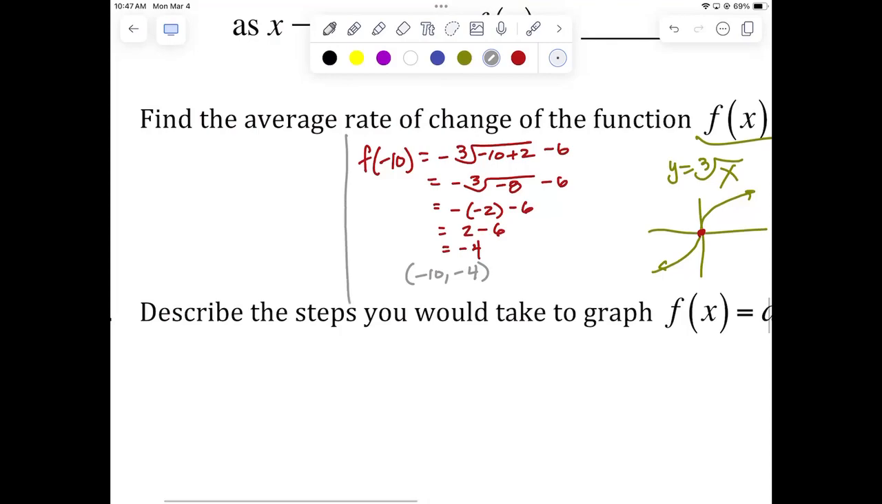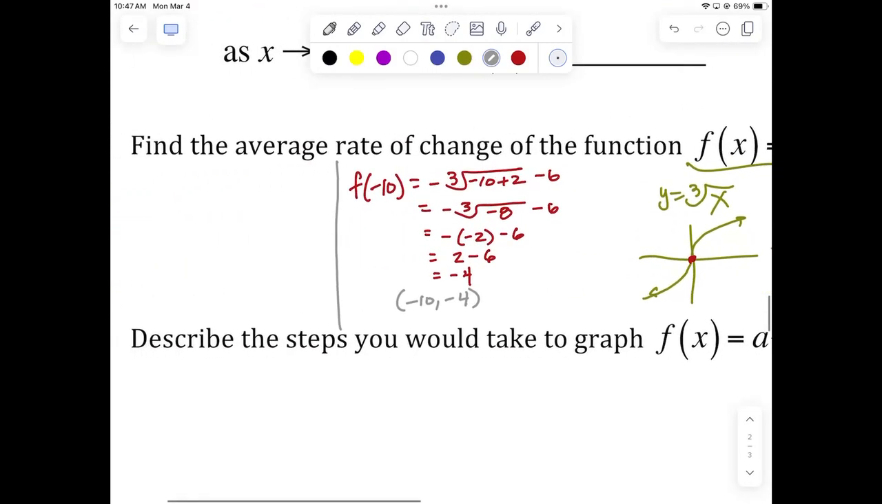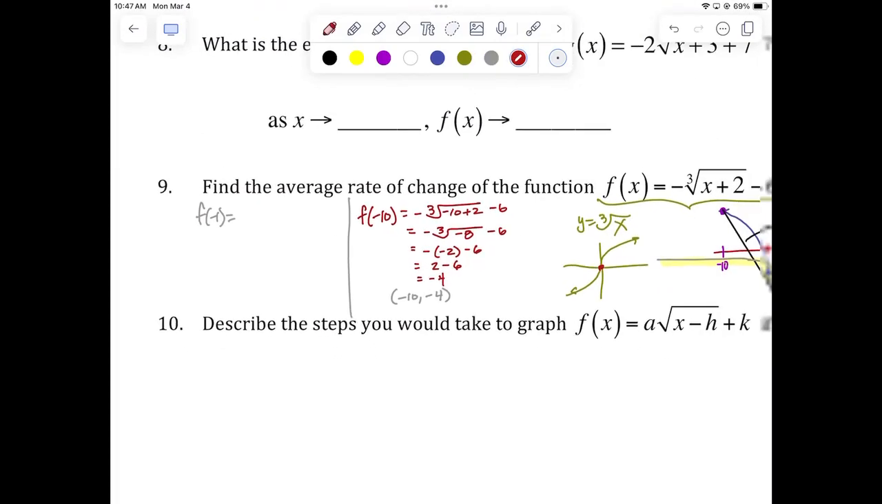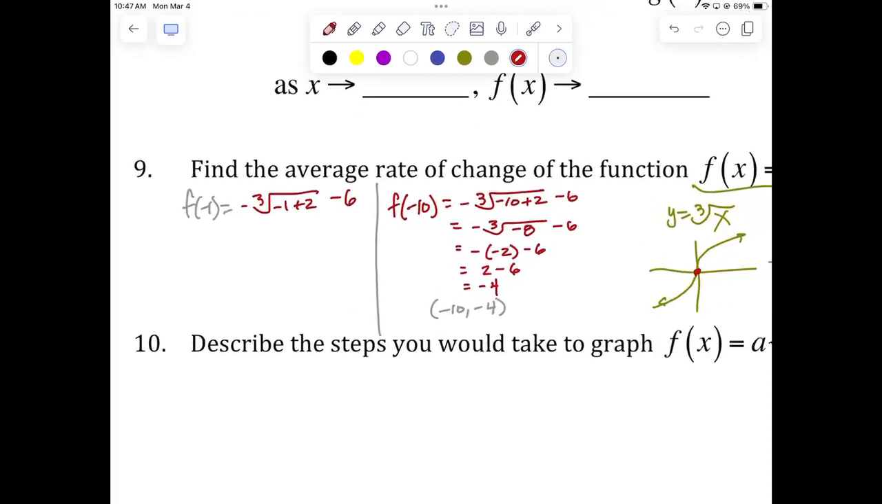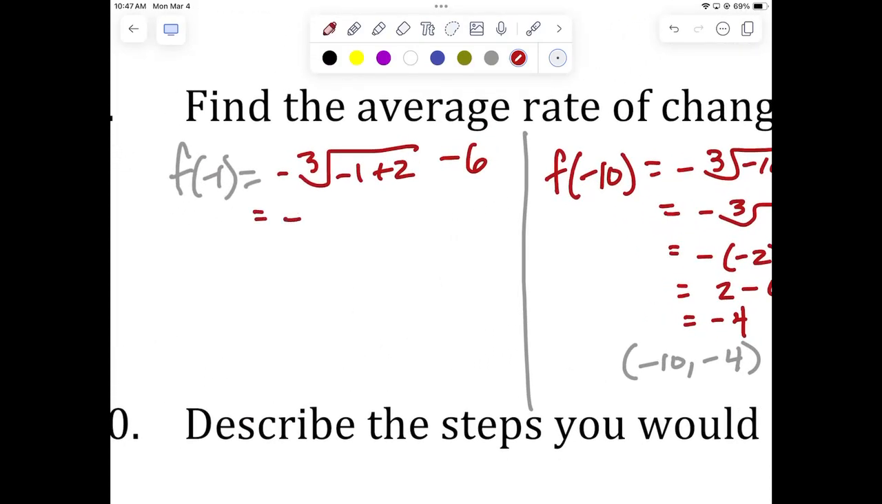All right, I got to do one more. I got to do f of -1. I'm glad I found the y value. F of -1. I do it the exact same way. I plug a -1 in for x, and now I get negative cube root of -1 plus 2 minus 6. And then we simplify. Your number should come out to be somewhat nice. What's -1 plus 2? Should be +1, right? And what's the cube root of +1? 1. So I get -1 minus 6, which is -7. So the other point is -1 comma -7.